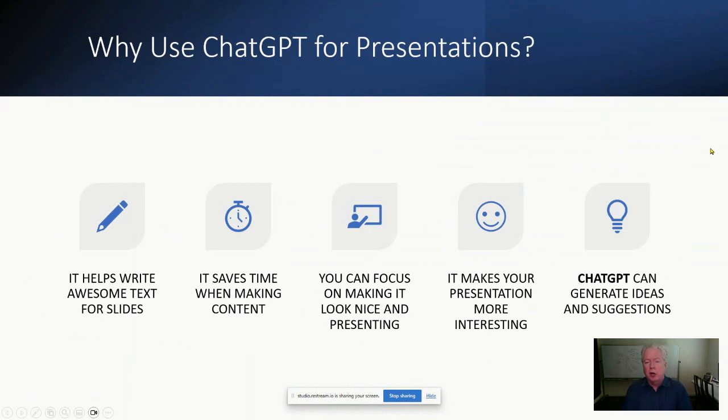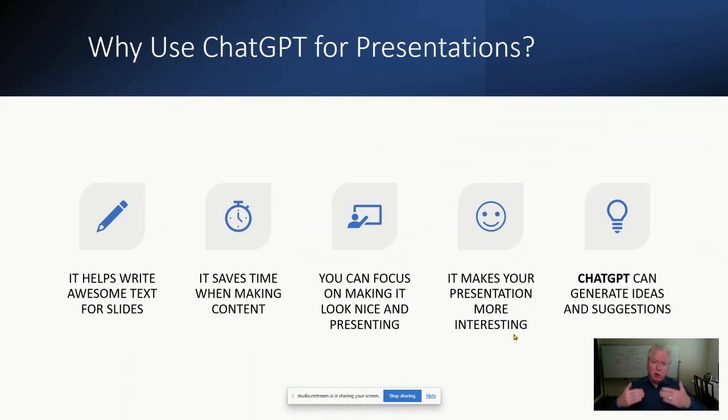And then I talked with ChatGPT and I said, well, what do I say about why use ChatGPT for presentations? And I really like this, right? Because it helps me write awesome text, which it did. And I'm going to show you how it wrote it and how we worked together to create the text you're looking at. It saves time because it did it in seconds, not hours. I liked right here, right? It makes the presentation more interesting.